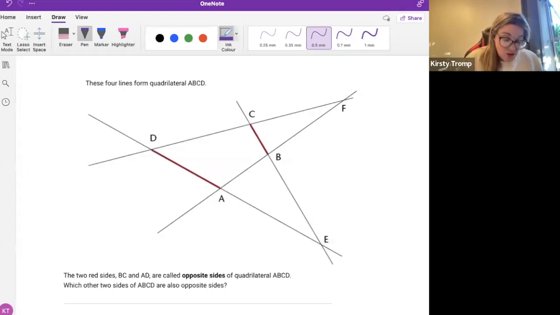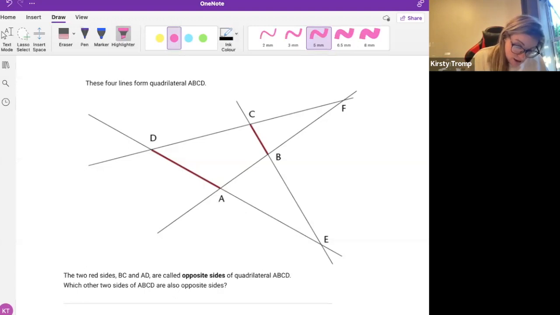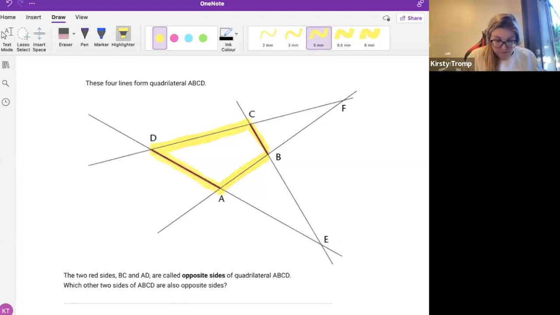All right. So these four lines form a quadrilateral, and Mr. Hugo taught you about what quadrilateral means. Quadrilateral means a shape that has four sides. So these four lines form quadrilateral A, B, C, D. I'm going to go highlight it for you guys. Okay, so here is A, B, C, D. And we're going to join that up on that side. Right, beautiful quadrilateral, four sides, A, B, C, D.